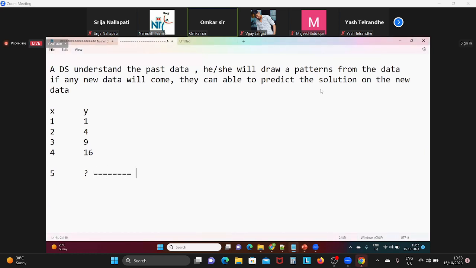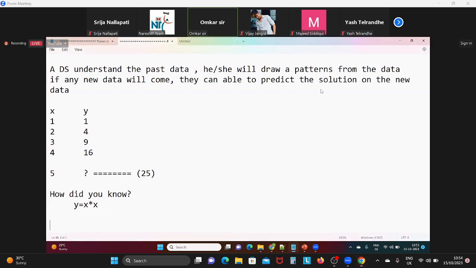Yeah, the answer is 25. Very good. How did you understand this is 25? How did you know? Very simple question. So many people directly say, sir, it is simply y is equal to x into x. Not that much of a deal. Correct? It is simply y is equal to x into x.